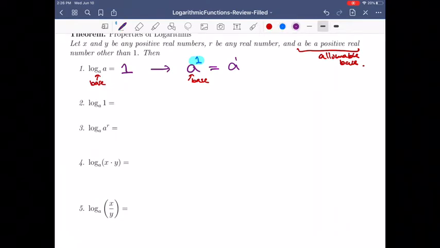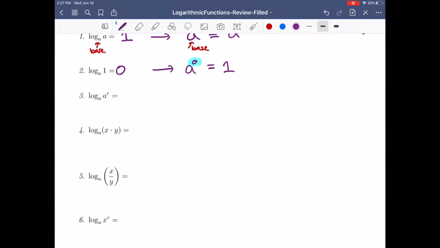Similarly, if I want a to what power equals 1, then I need that power to be 0. So if you want to take the log of the number 1, no matter what the base is, you're going to get 0.